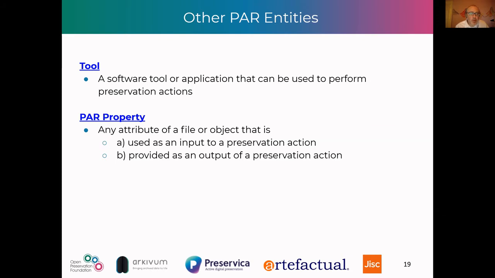And then when we talk about properties, we're really talking about any attribute that either a file or an object could have. These are things really from PAR's perspective that are either inputs that you need to use for filtering or constraining preservation actions, or they are metadata elements that a preservation action is going to provide for you. So doing a metadata extraction preservation action that returns you detailed information in EBU core format, for example. Each of those, the height, the width, the codec, etc., would be PAR properties.